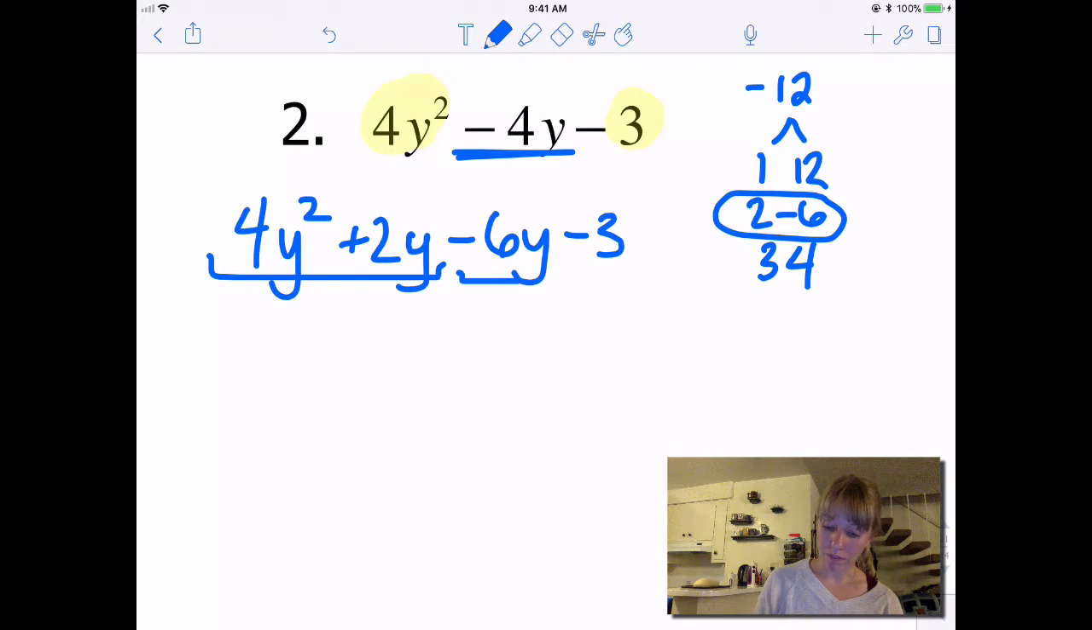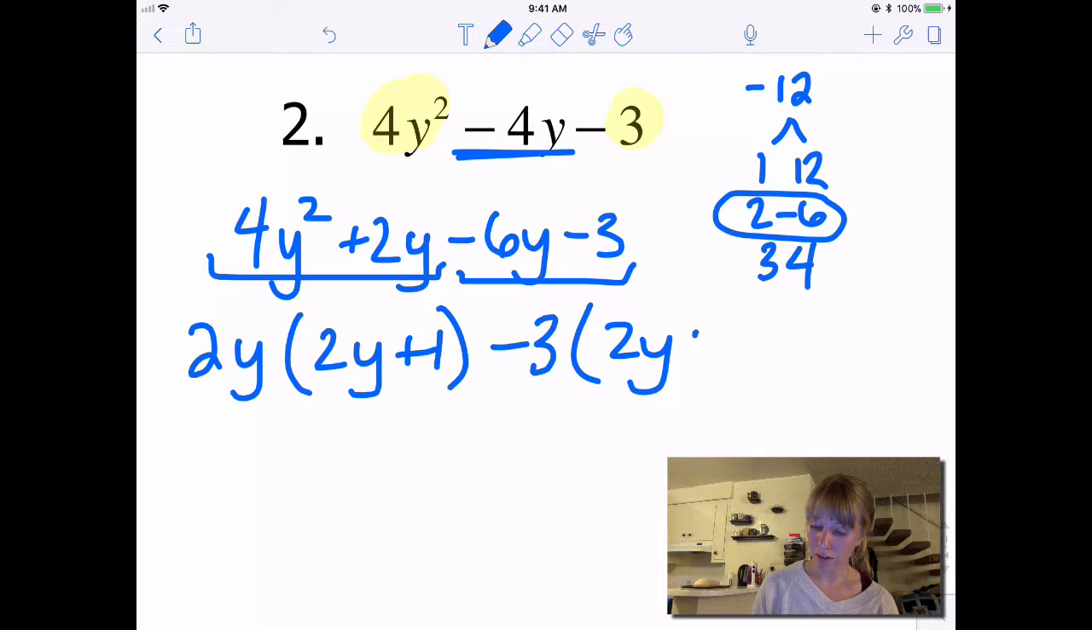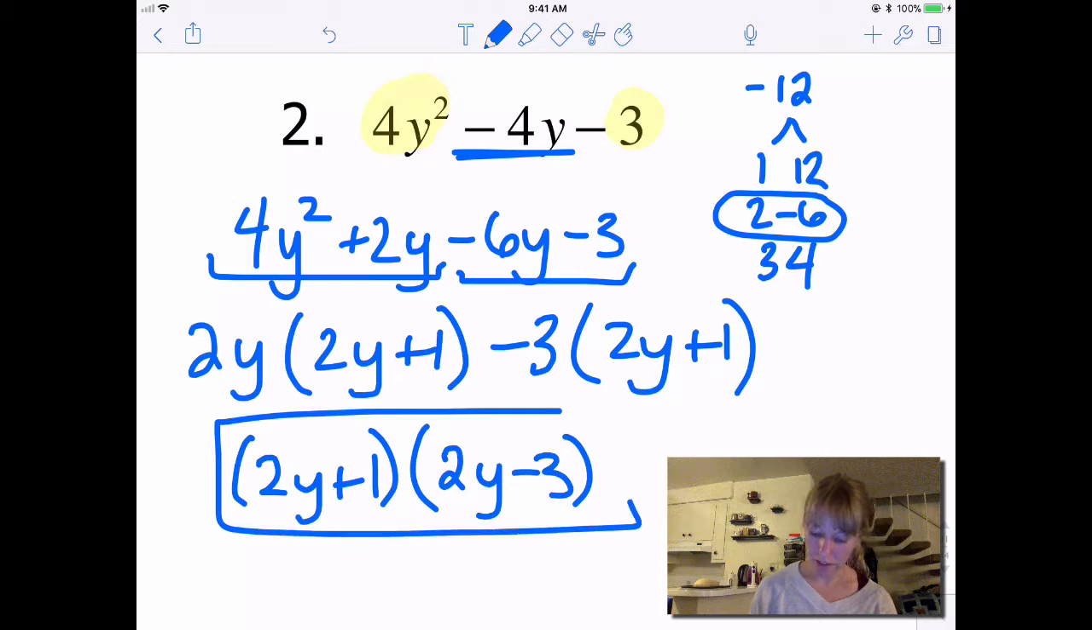Factor by grouping. So 2y and then 2y plus 1. Negative 3, 2y plus 1. And then 2y plus 1 is our GCF. What's left is 2y minus 3. And that is our final answer.